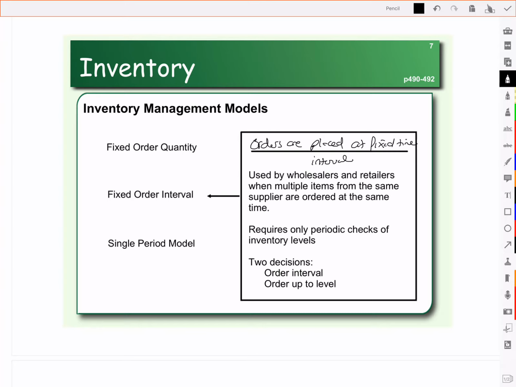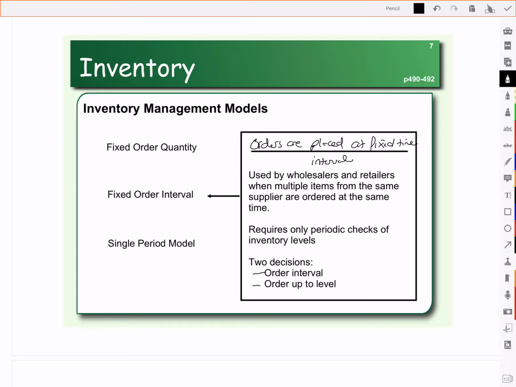Well, we need to first figure out what that interval is, and then we need to figure out how much we're going to order each time. So what's the order interval and what's the order up to level? The order up to level is how much inventory we need to have once you take into consideration how much inventory we already have on hand plus the order that will arrive.